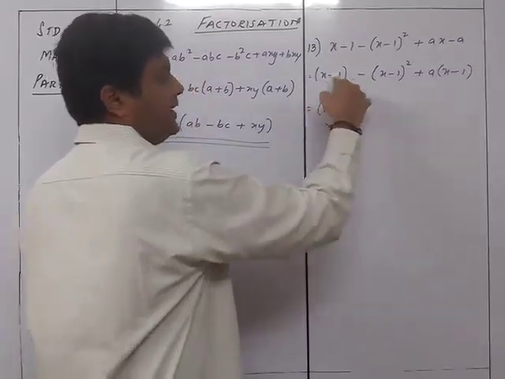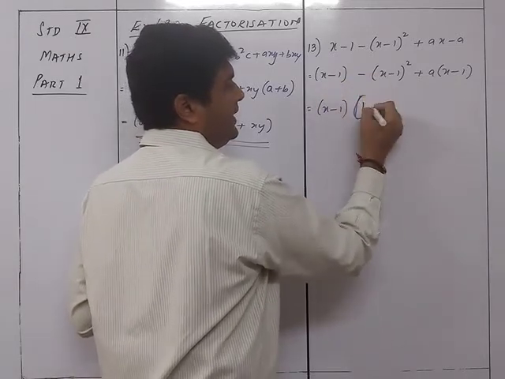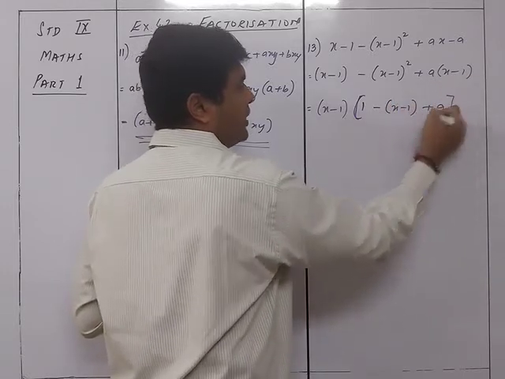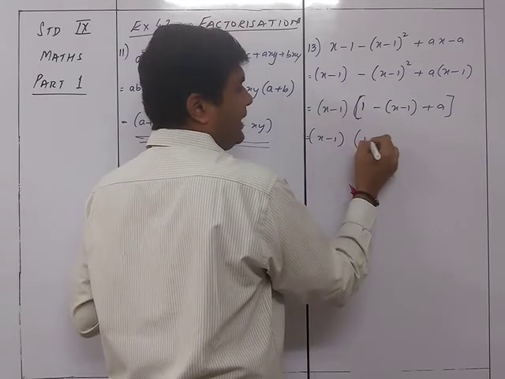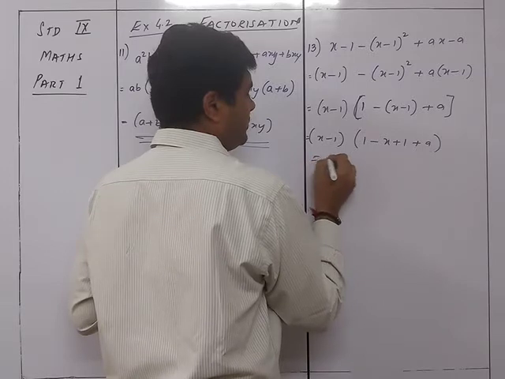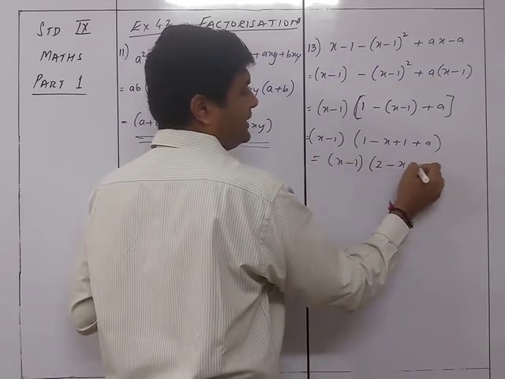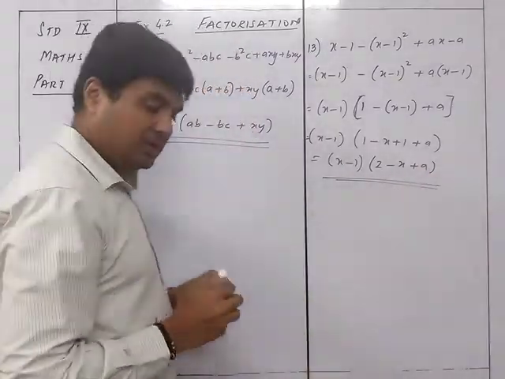So now what is remaining here? Remaining here will be just 1. Remaining here will be x minus 1. Remaining here will be a. So accordingly you just take the brackets, that x minus 1, 1 minus x plus 1 plus a. So that gives you x minus 1, it is 2 minus x plus a. 1 plus 1 is 2. So that's the answer for sum number 13.